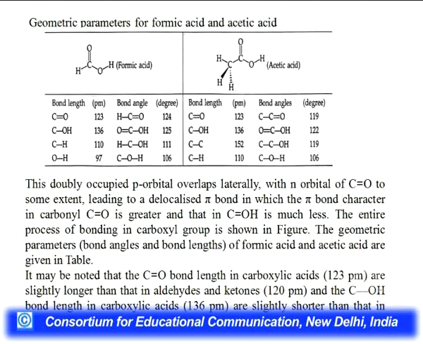This doubly occupied p orbital overlaps laterally with the pi bond orbital of the carbonyl to some extent, leading to a delocalized pi bond in which the pi bond character in the carbonyl is greater than that in the carbon to hydroxyl. The entire process of bonding in the carboxyl group is shown in the figure. We have already discussed the geometric parameters. It may be noted that the carbonyl bond length in carboxylic acids is slightly longer than that in aldehydes and ketones. This is due to the resonance in carboxylic acids.